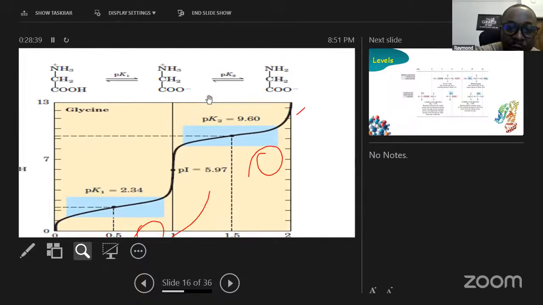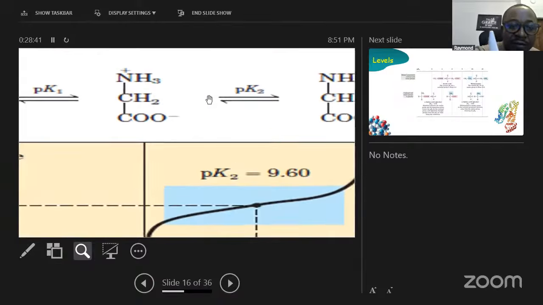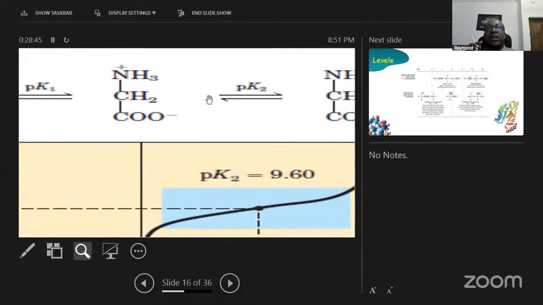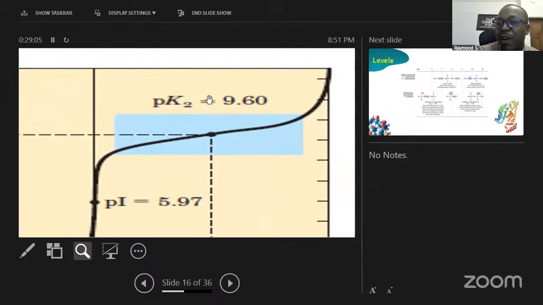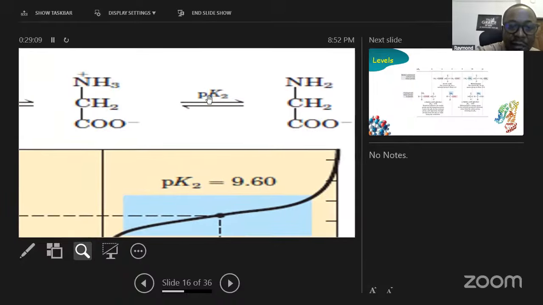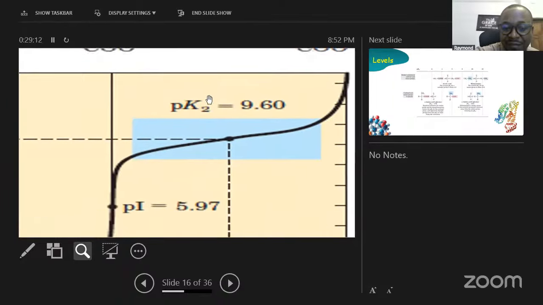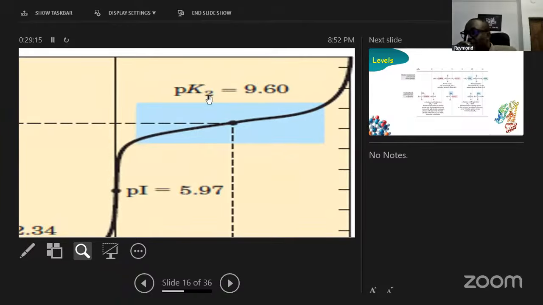If you come up, you see that we have NH3 plus and COO minus. So you can see plus cancels minus. So we say the amino acid is neutral at that particular pH. That pH is 5.97. So you can say at 5.97, the amino acid glycine is electrically neutral.